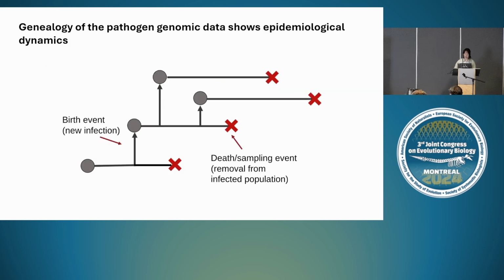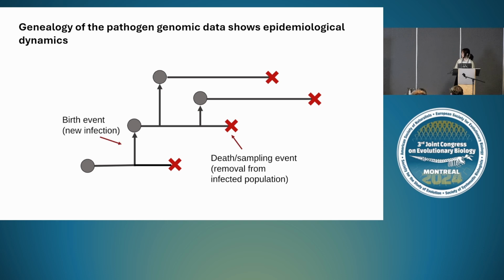Before I talk about what my simulator is, I'm going to talk about why a genomic epidemiological simulator is important. What can we know about the genetic data of the pathogens? The pathogens' genomic data are a result of a genealogy of these pathogens, and this genealogy is a result of the pathogen epidemiological dynamics.